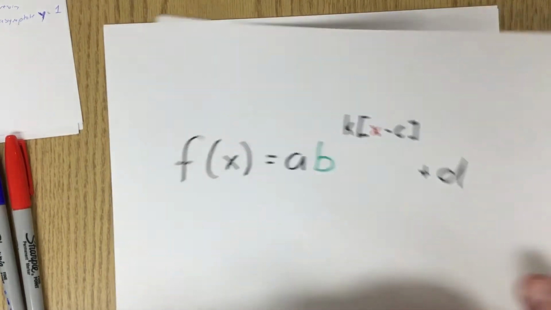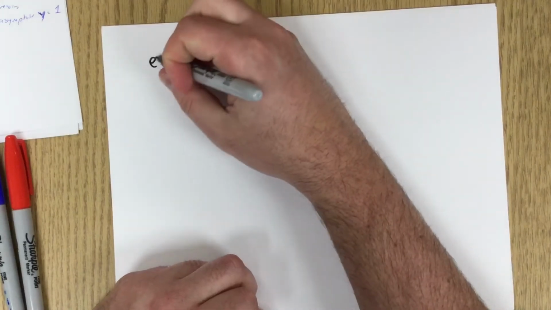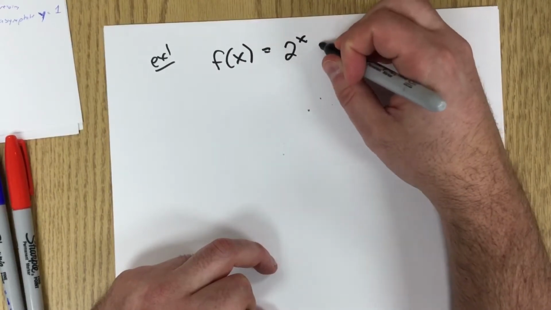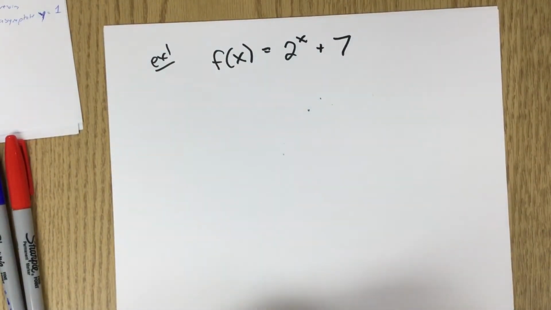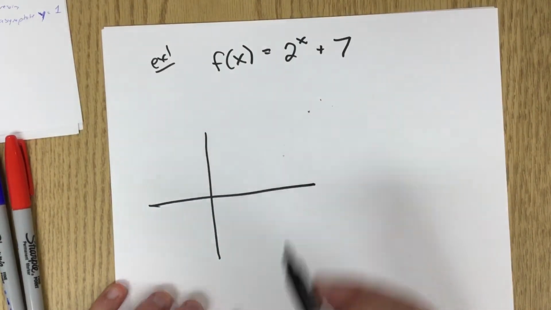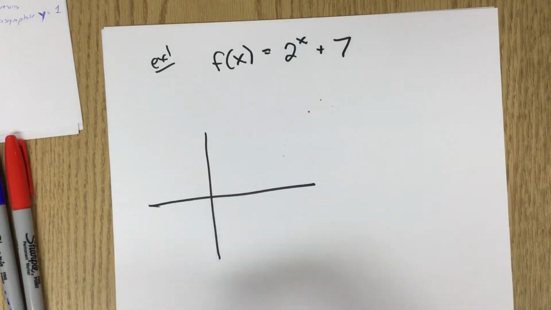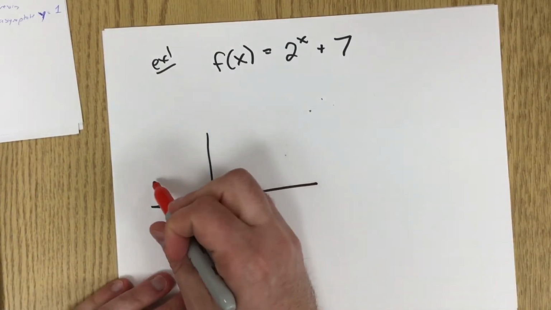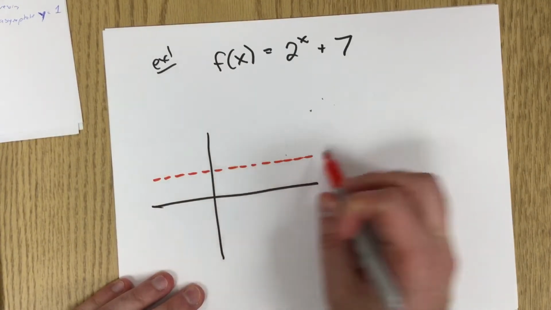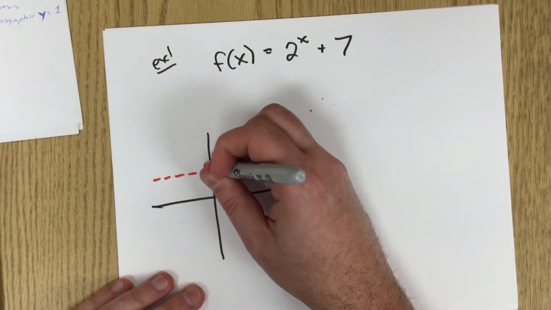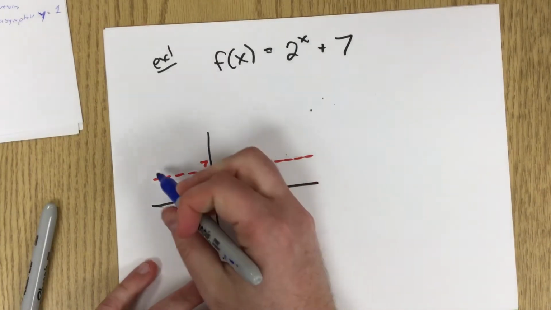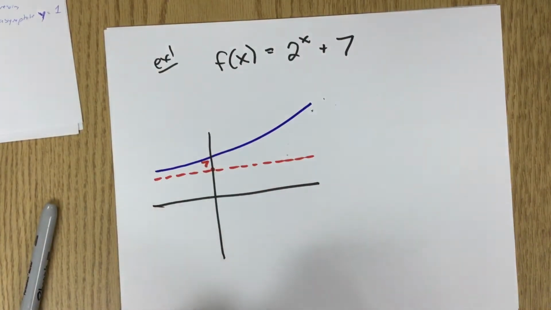Let's go through some actual examples. Let's say I have f of x equals 2 to the x plus 7. What we have is that this is moved up 7. That's an up 7 type situation. And what's going to move up, most importantly, is the asymptote. The asymptote is going to be at 7. And then the graph is just going to look like that over there.